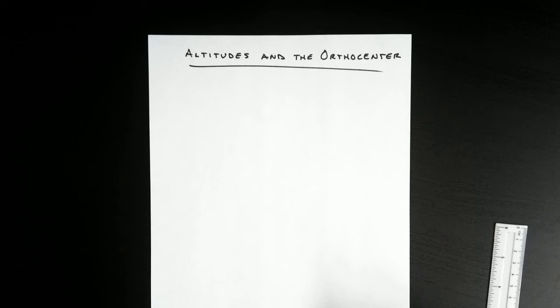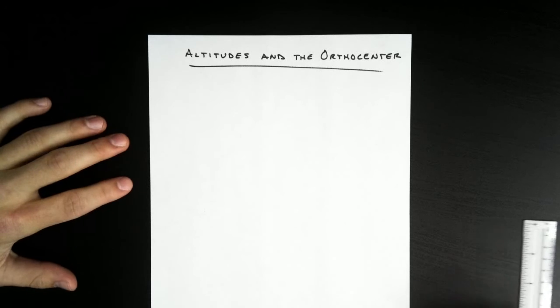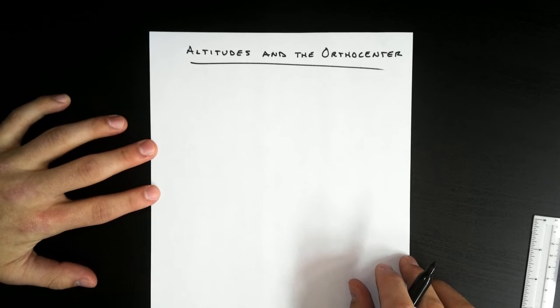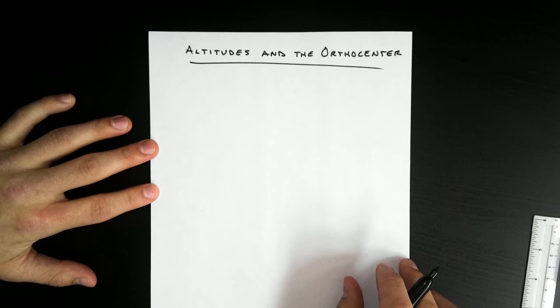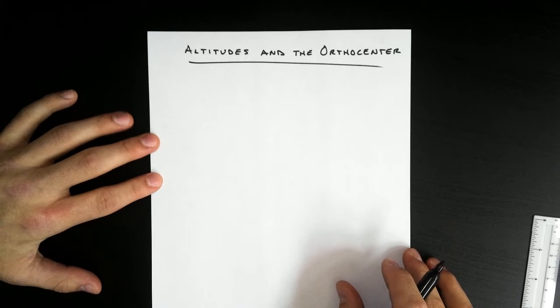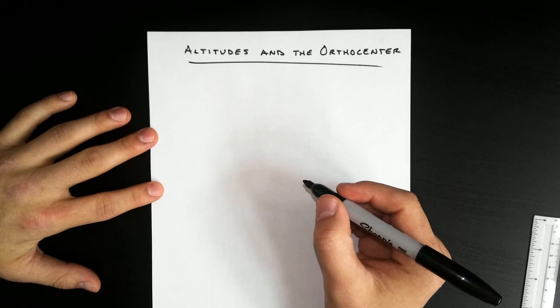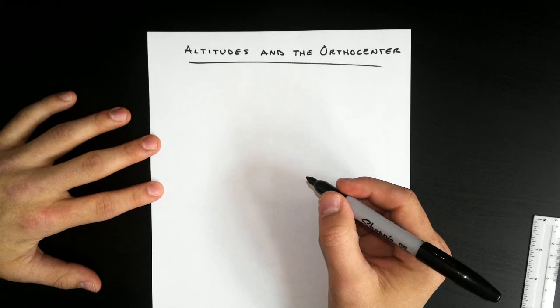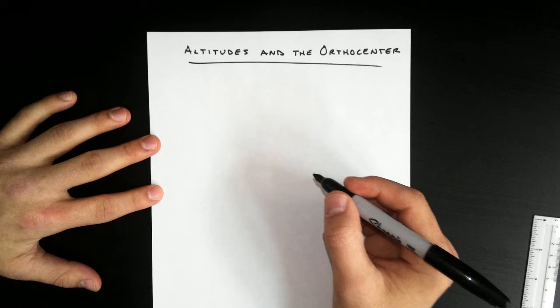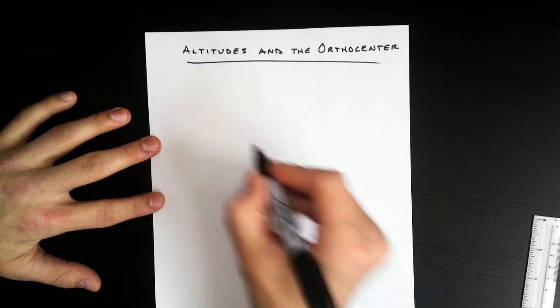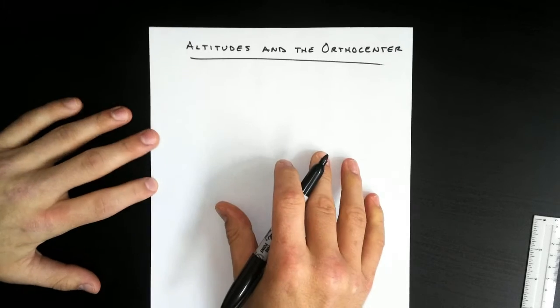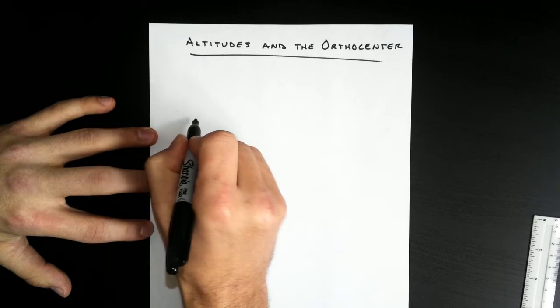Hello everyone. I'm going to take a look at the altitudes of a triangle and the point of concurrency called the orthocenter. So first, an altitude is basically the height of a triangle. This is the segment that goes from a vertex and is perpendicular to the opposite side. So let's just start with an example of an altitude.